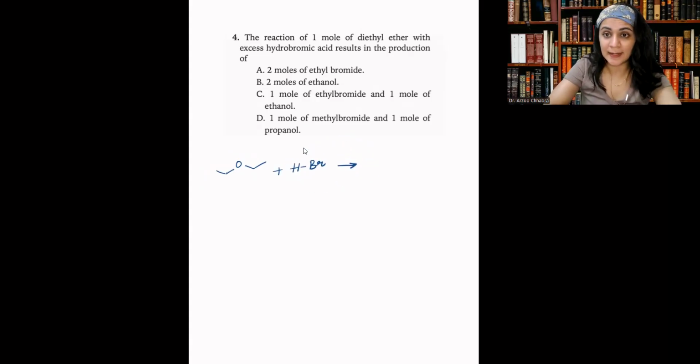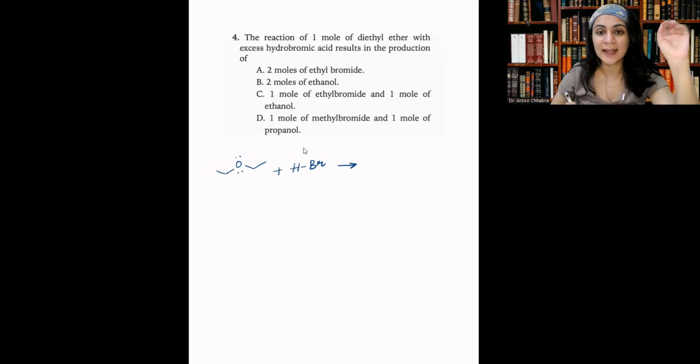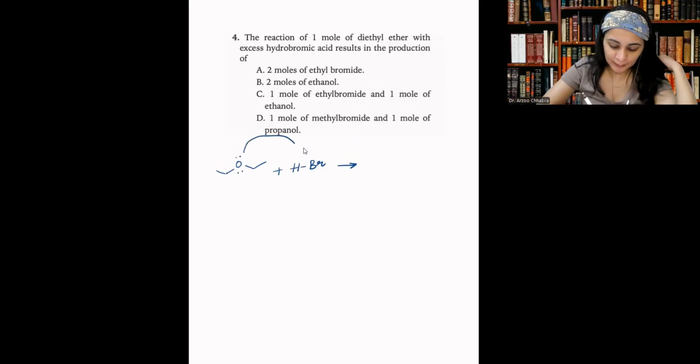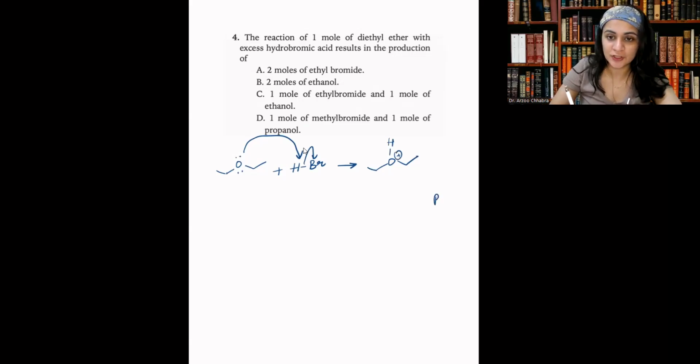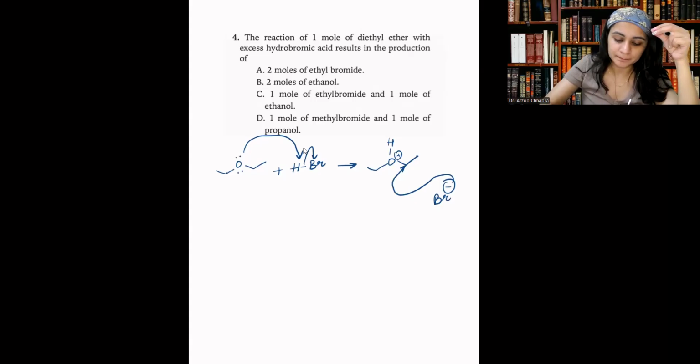In the first step of this reaction, whenever we have an oxygen-based species in the presence of acid, that would always get protonated in the first step. So that would generate the protonated ether. And the second step of the reaction would just be the attack of Br minus. Here we don't really have two choices. If the anion, which is Br minus, attacks from here or attacks from here, it doesn't really matter. They both are the same.